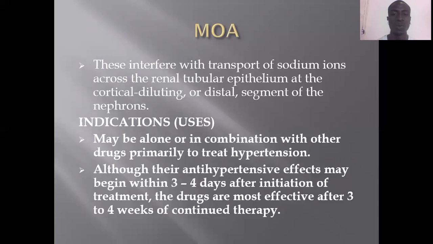So the mode of action of this drug: these interfere with transport of sodium ions across the renal tubular epithelium at the cortical diluting segment of the nephron. Indication: may be used alone or in combination with other drugs to treat hypertension. Although their antihypertensive effect may begin within 3 to 4 days after giving this drug, the drugs are most effective after 3 to 4 weeks of continuous therapy.